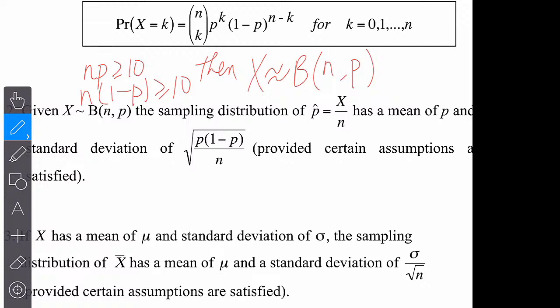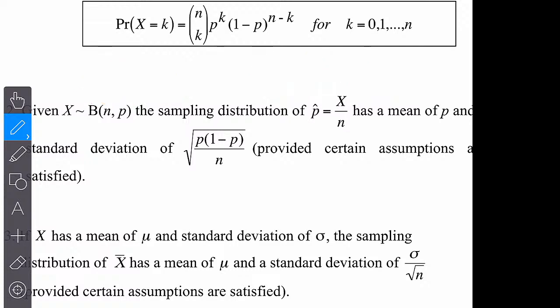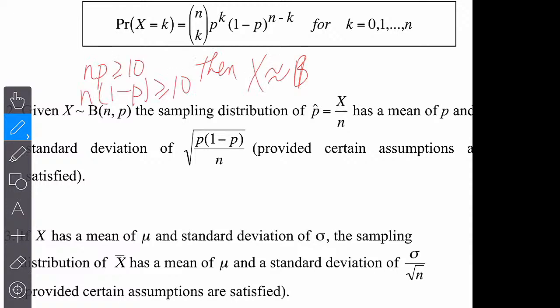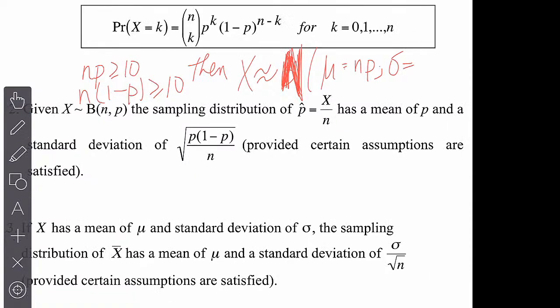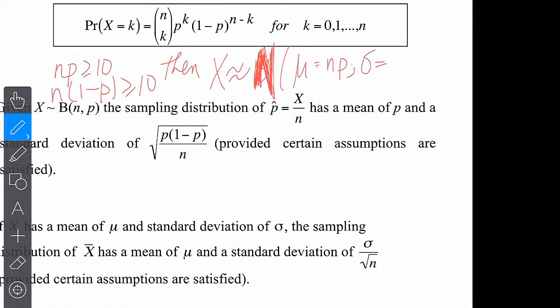Sorry, what am I saying? X is approximately normal with parameters, the mean of which is np, and the standard deviation is the square root of np times 1 minus p, and that is pretty much what this says up here.